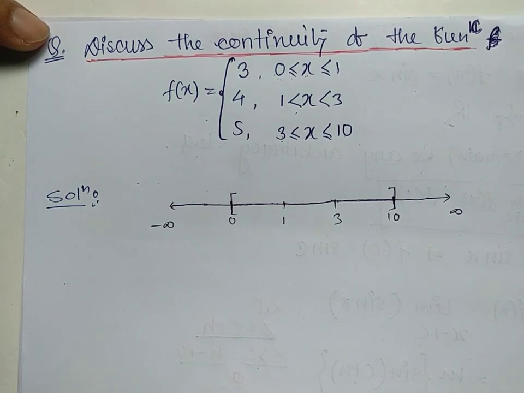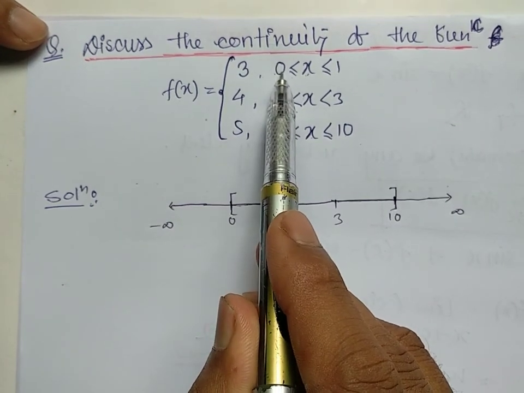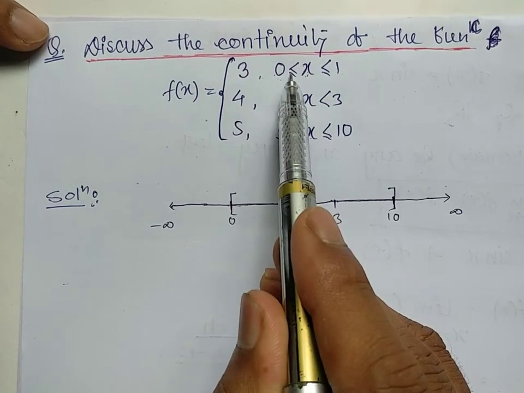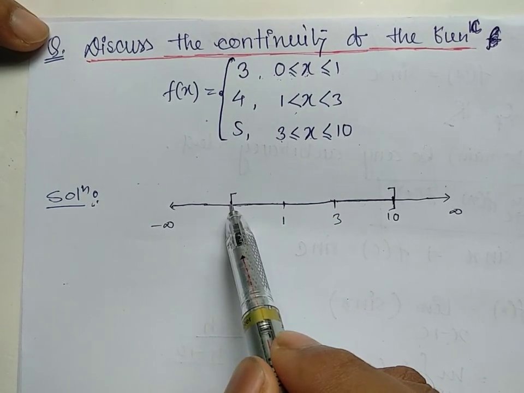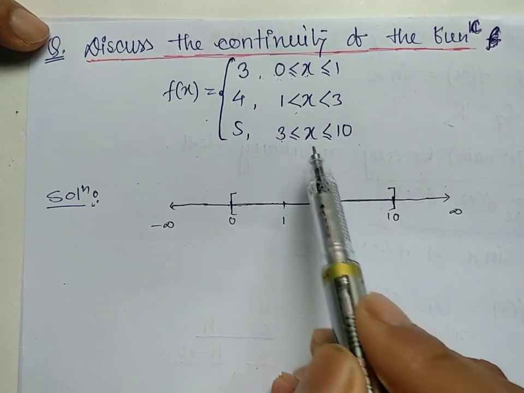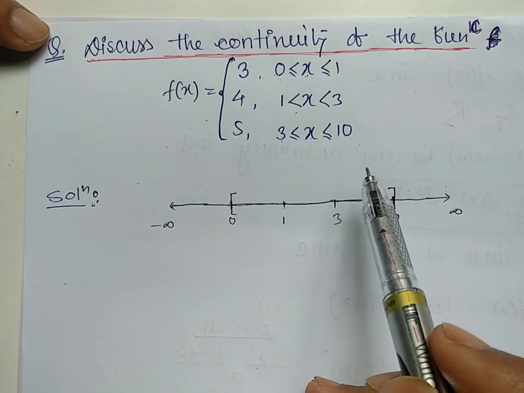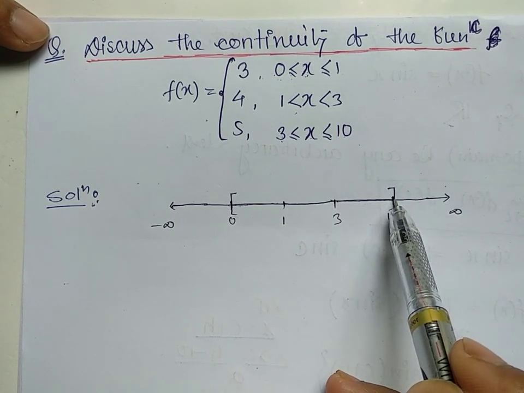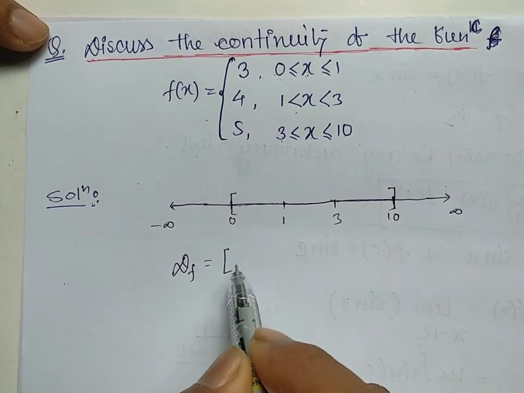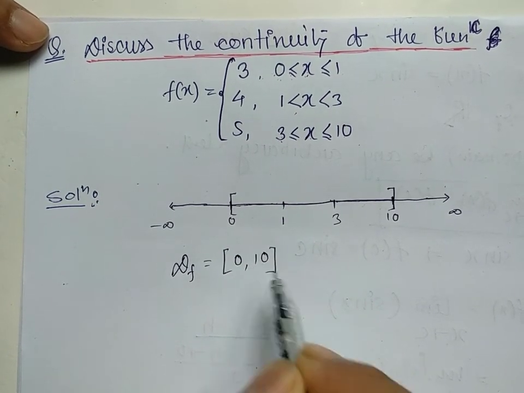So you see, the minimum value of x is 0. Obviously the equal sign is there, so 0 will be there for values of x. And what is the maximum value of x? 10. Is there any value of x greater than 10? No. So the maximum value of x is 10. Therefore, the domain of f is equal to the closed interval 0, 10.